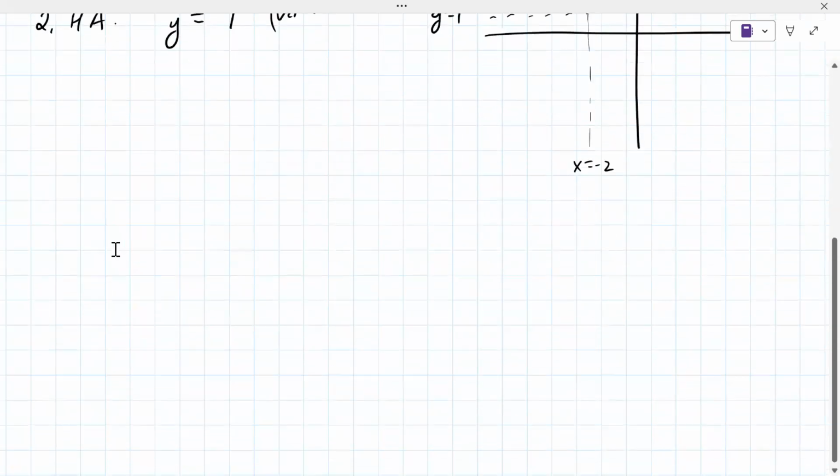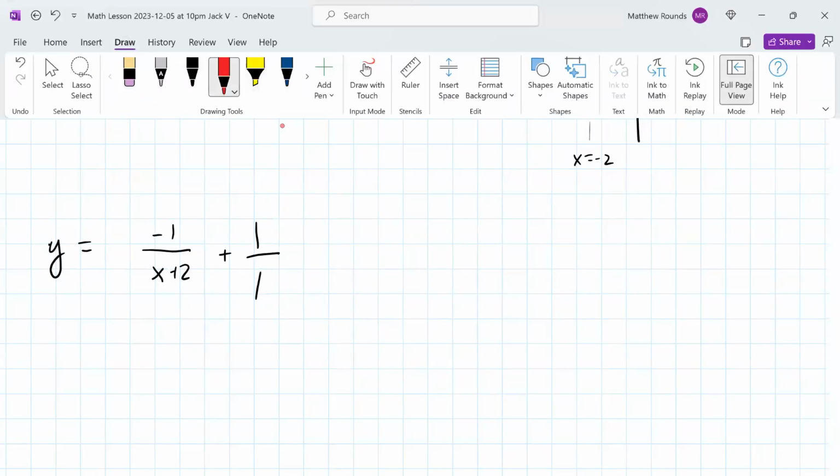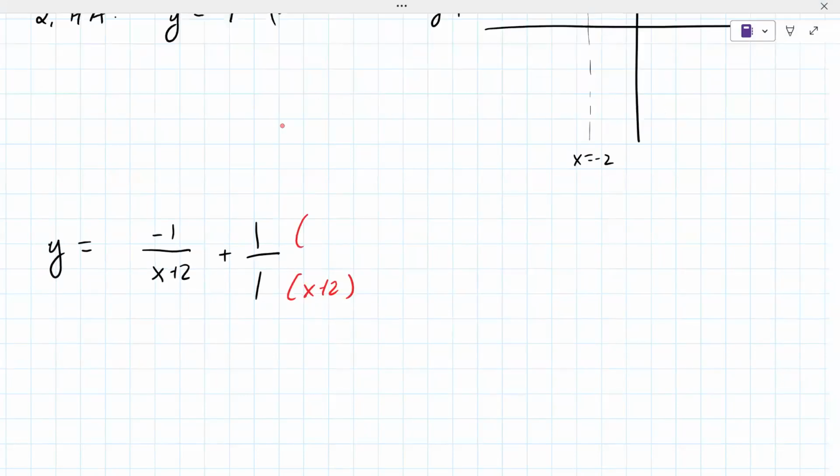Side, and we're gonna do some other stuff. You remember how to write this number 1 as a fraction? What goes on the bottom? 1. Yeah. And then you gotta make a common denominator here. The common denominator is x plus 2. You multiply the top and the bottom by x plus 2.